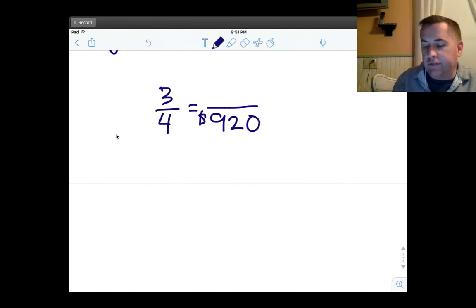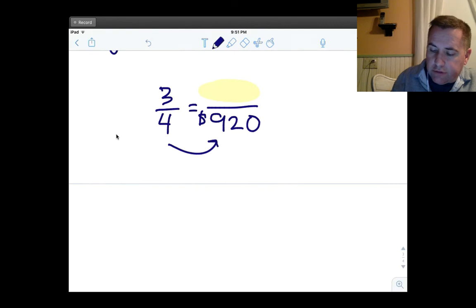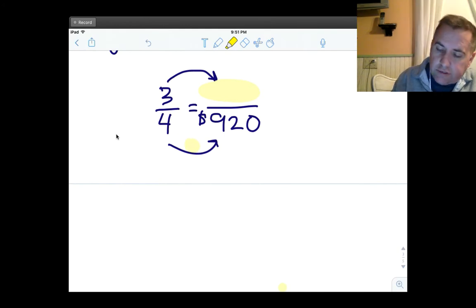So we need to find out how much that is. How much is 3 out of every $4? As with any ratio, we can multiply the top and bottom by the same number. The only question is, what's that number? That's what we need to do first. We're really saying 4 times what is 920? Well, we need to divide 920 by 4.